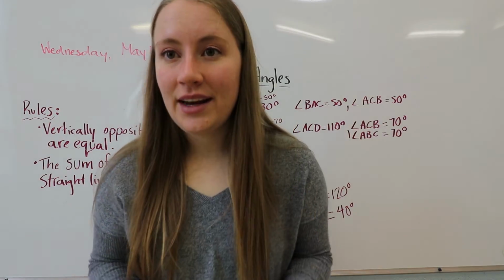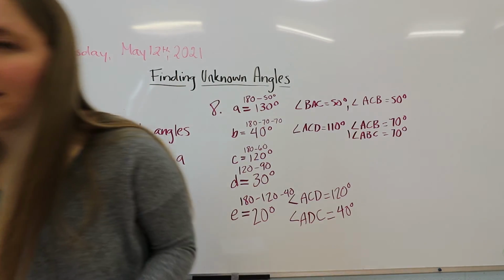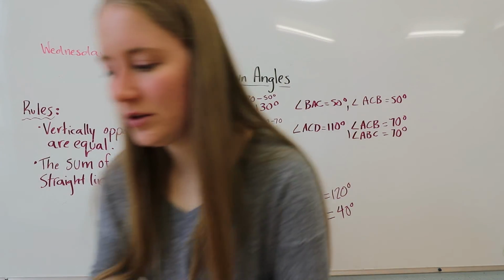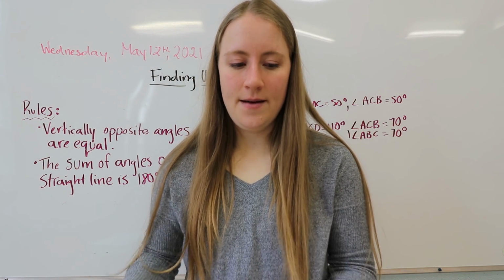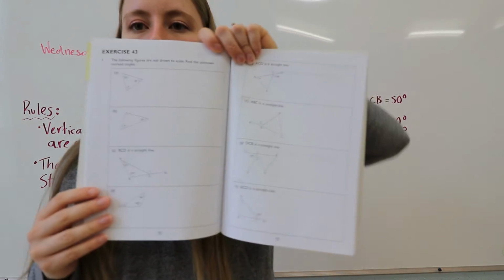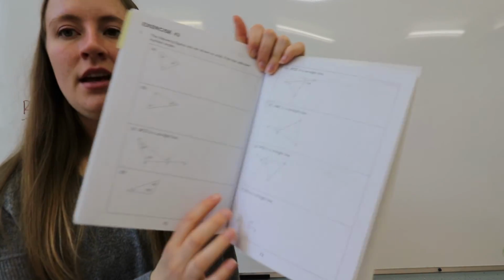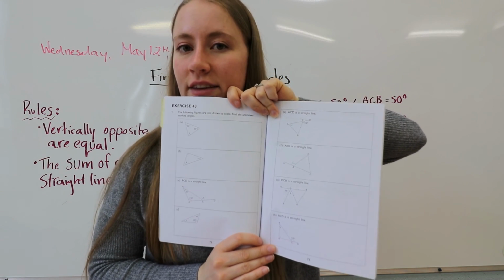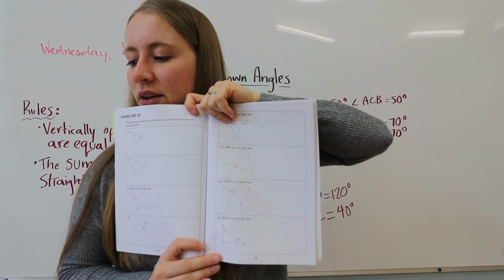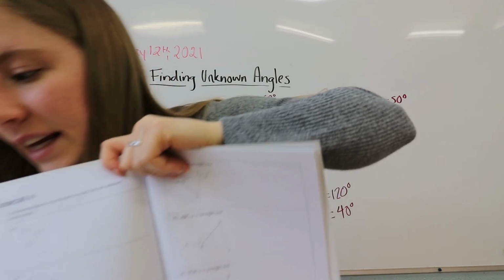So I'm going to put that away now because it's your turn. Okay? Today, your task is to do workbook exercise 43. Okay? And it's 2 pages long. Okay, so you have 8 triangles to work on. And when you're doing these questions, I want you to use the anchor charts that you have, right? To remember the rules that you can use to find the answers, okay?